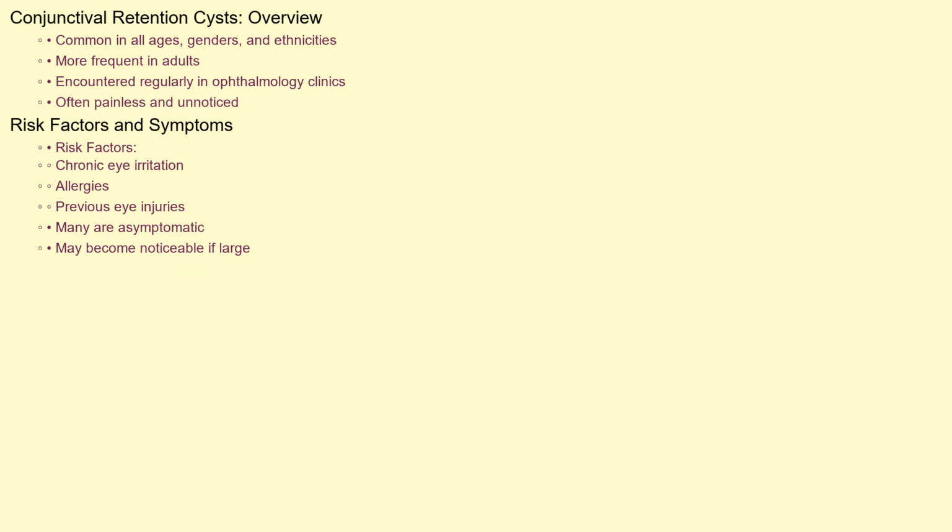Retention cysts of the conjunctiva are quite common, affecting people of all ages, genders, and ethnicities. However, they are more frequently observed in adults than in children. While there's no definitive data on the precise incidence rate, they're encountered regularly in ophthalmology clinics. People with a history of chronic eye irritation, allergies, or previous eye injuries might be at a slightly higher risk, but anyone can develop a conjunctival retention cyst. They're often painless and don't cause significant vision problems. Many people may not even realize they have one unless it becomes large enough to be noticeable.